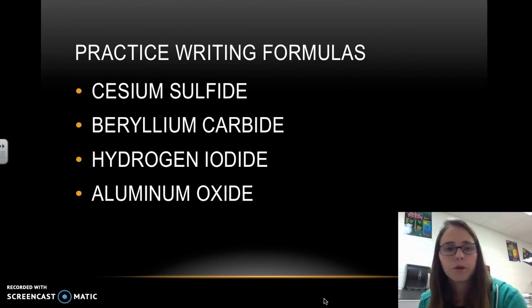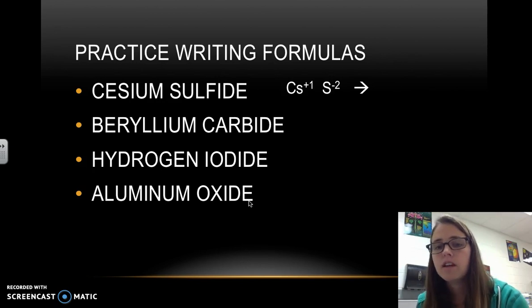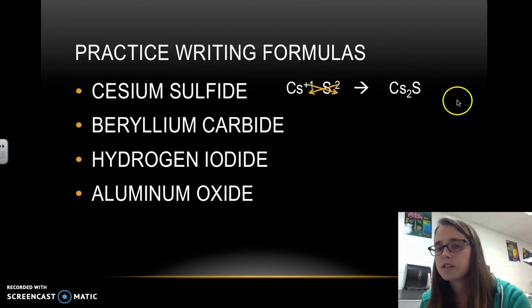So we're going to practice really quick. We've got a couple of atoms here: cesium sulfide, beryllium carbide, hydrogen iodide, and aluminum oxide. So cesium is +1, sulfur is -2. We will crisscross, and we will get Cs2S, because the 2 from the sulfur ends up down, and the 1 down here.